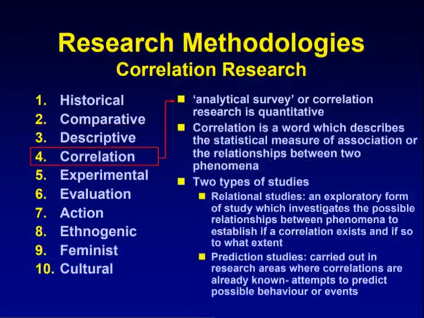In correlation research methodology, analytical survey, or correlation research is quantitative. Correlation is a word which describes the statistical measure of association or the relationships between two phenomena. Two types of studies. Relational studies, an exploratory form of study which investigates the possible relationships between phenomena to establish if a correlation exists, and if so, to what extent. Prediction studies, carried out in research areas where correlations are already known, attempts to predict possible behavior or events.